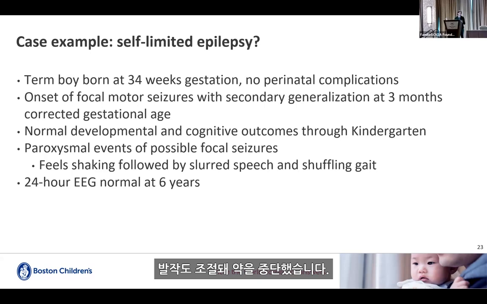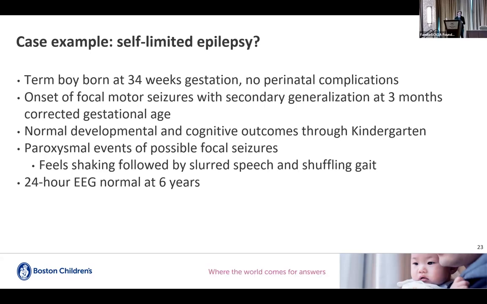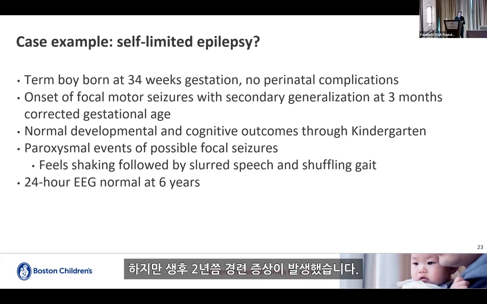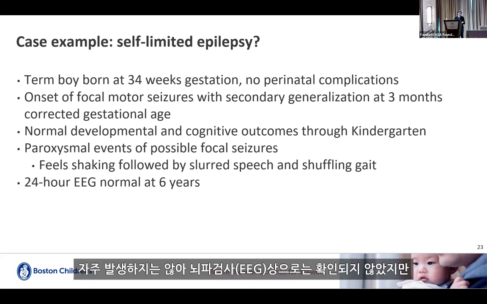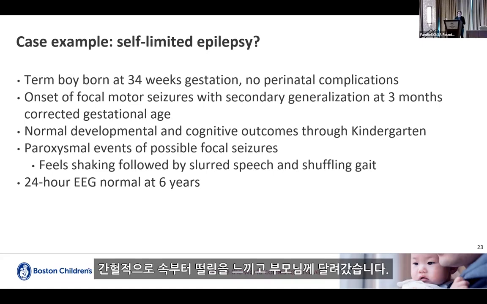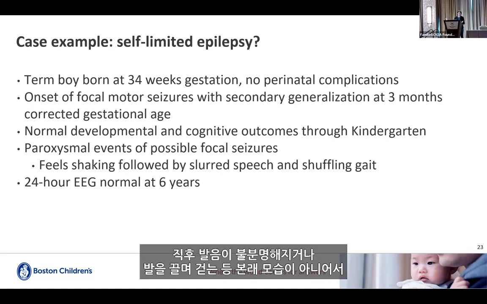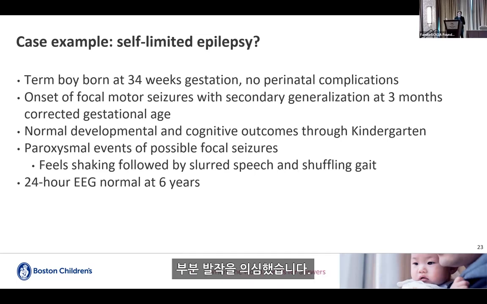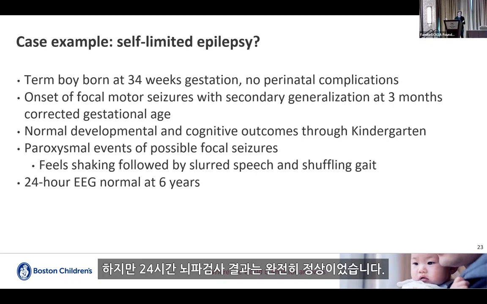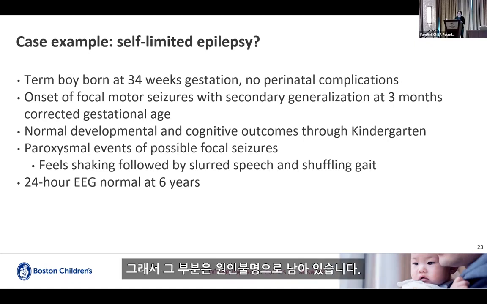Seizures were controlled and he came off of medication, but starting about 2 years, had some paroxysmal episodes. Not very often, so they haven't been captured on EEG, but he intermittently will feel shaky inside, run to his parents. Can't outwardly see anything, but afterwards he has a little slurred speech and shuffling gait, not quite himself. So we suspect they may be focal seizures, but he has a 24-hour EEG that was completely normal. So a little bit of an unknown.